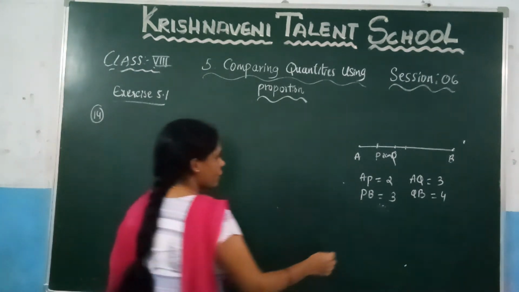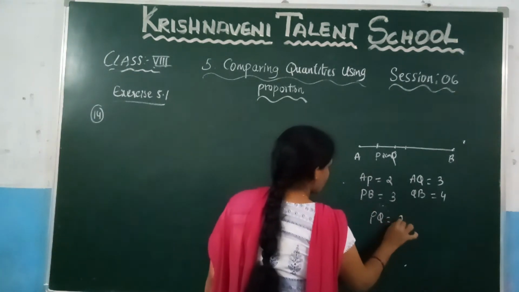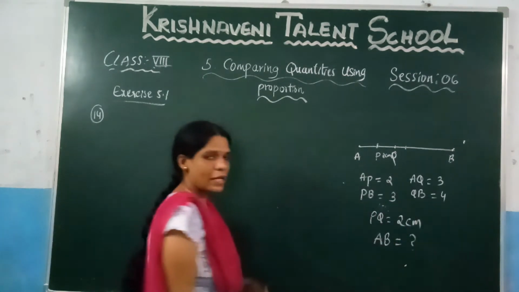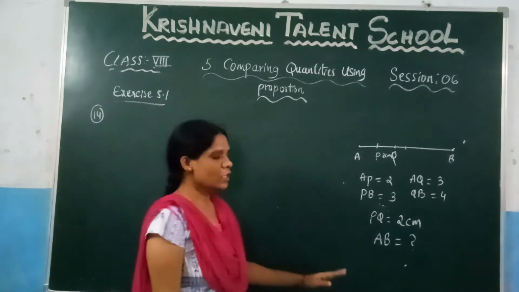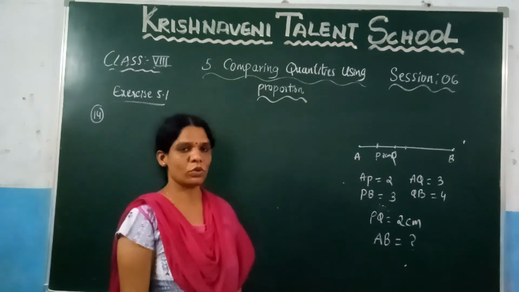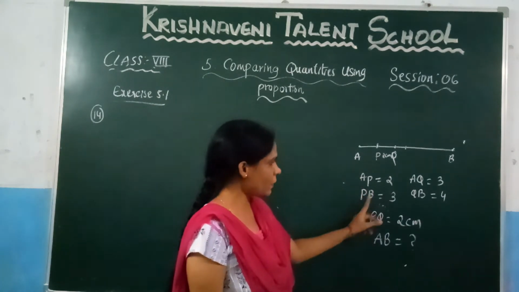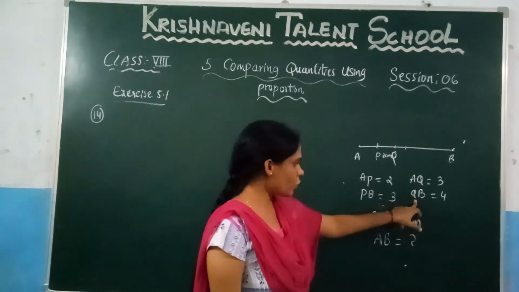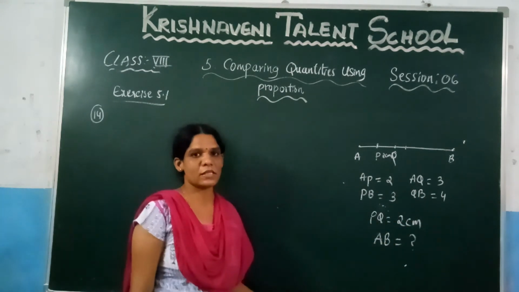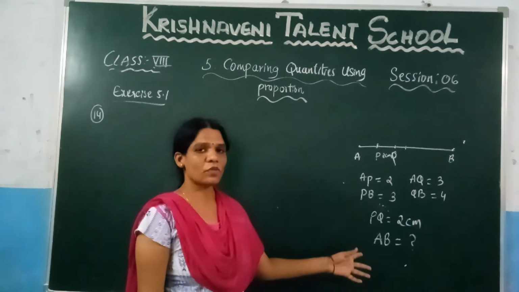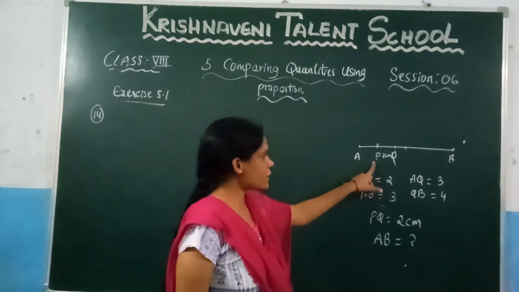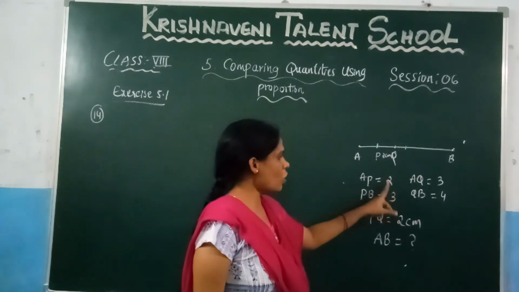So again, what they have given here, PQ is equal to 2 centimeters. You need to find what is the length of AB. Right? Now if you want to find the length of AB, you can use all this information. What you know here, the length of AB, the length of PB, the length of AQ, the length of QB and the length of PQ. Since we know all these lengths, based on this you need to find the length of the line segment AB. So here what they have given, P divides AB in the ratio of 2:3.